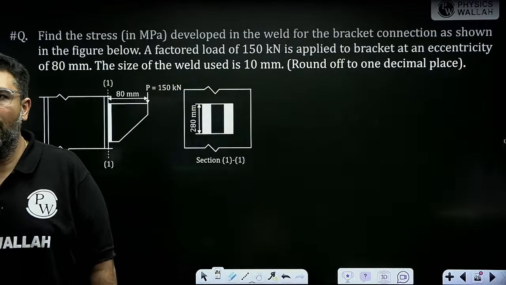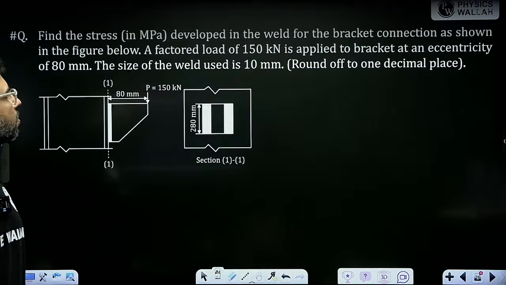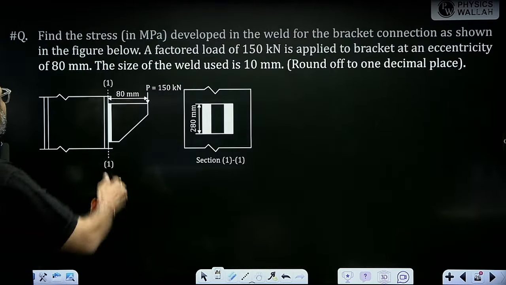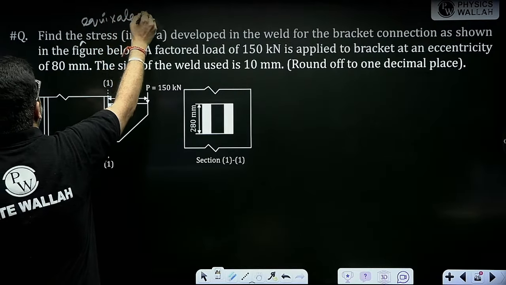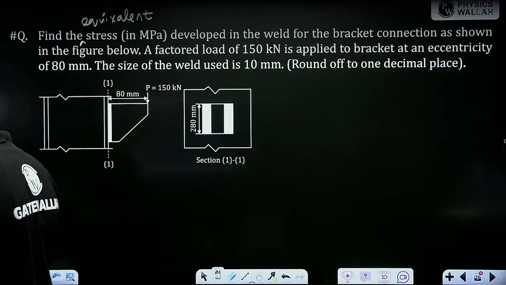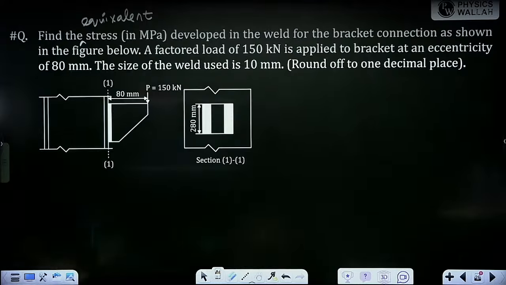You have to find out the equivalent stress. Equivalent stress, okay, or the resultant stress, you can say. Find it. Do it fast.